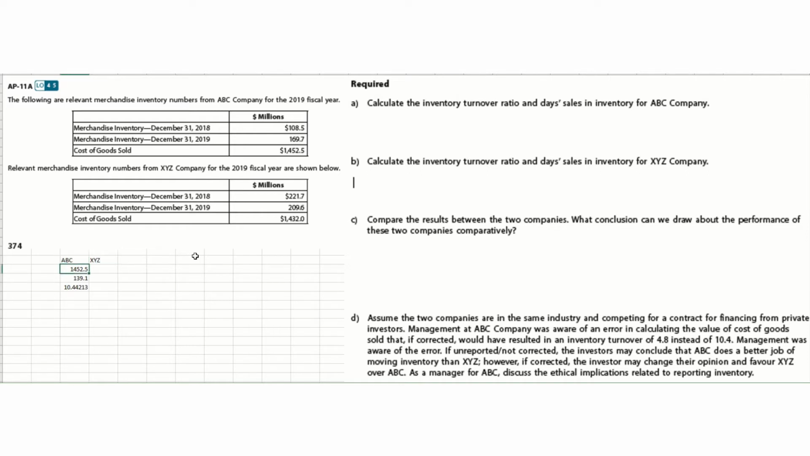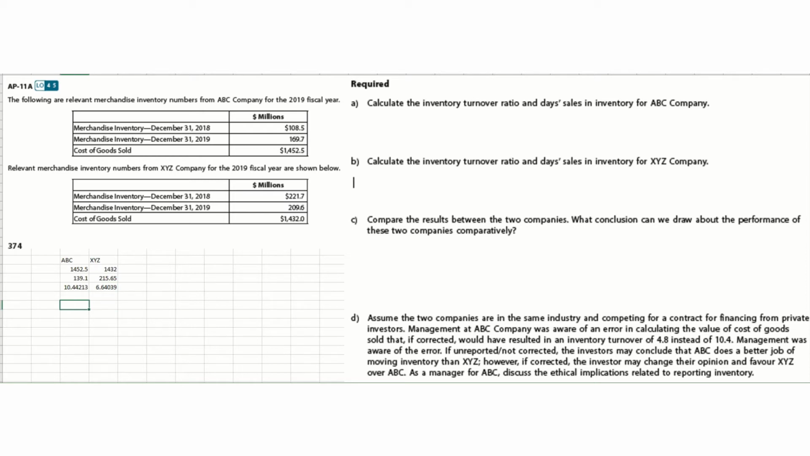For XYZ, we want to do the same calculation. So for XYZ, we have cost of goods sold of 1432. We have inventory of 209.6 and 221.7. So we have an inventory turnover ratio of 6.6.